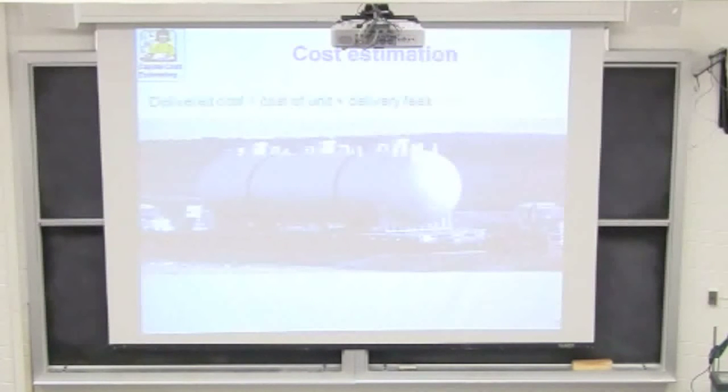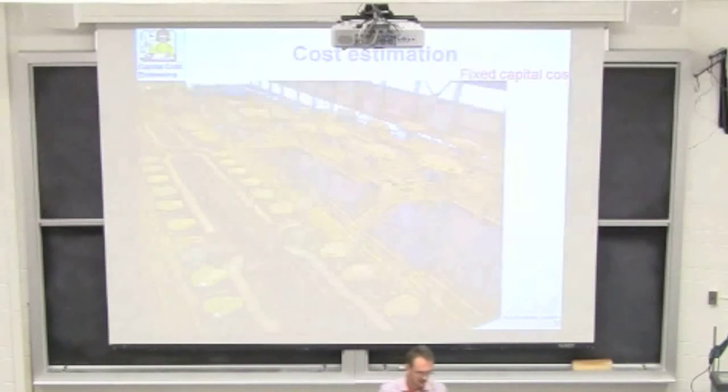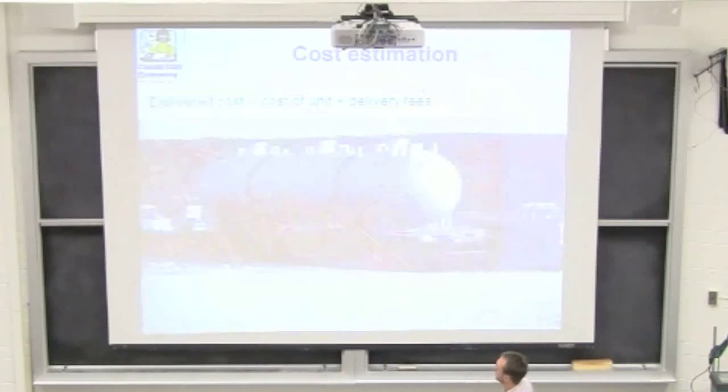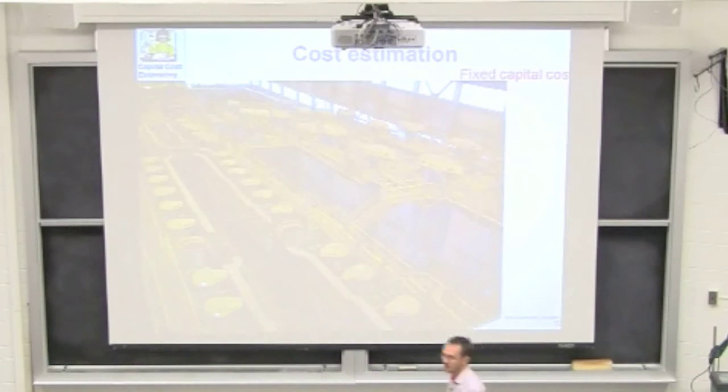Okay. But I can't make a chemical plant from a tank sitting in isolation. That tank ends up as part of a flow sheet. And here's a diagram that shows us what fixed capital cost is. So I want you to get these two terms. This is what this exercise is about. Delivery cost is the cost of the unit plus the delivery. And that's going to blow up to a much, much bigger dollar figure once it's finally operating and installed.